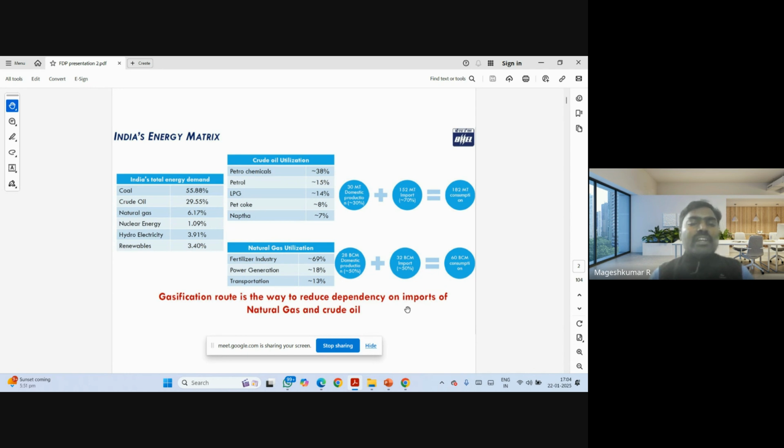So what is gasification? How is it being done? What is the role of BHEL in it? What are the developments that the company has made over the years? How is it going to bring about what is called a developed India, and how can it contribute? Those aspects we will see in today's presentation.